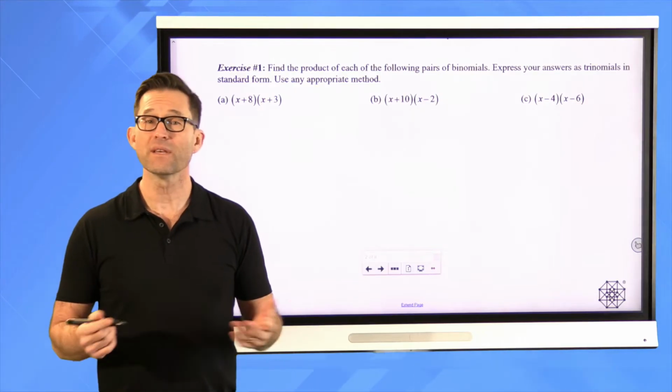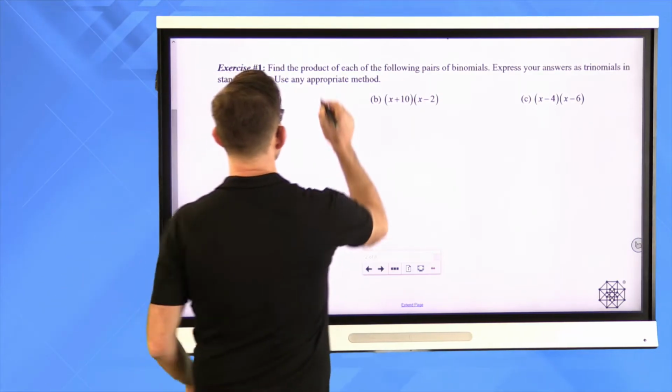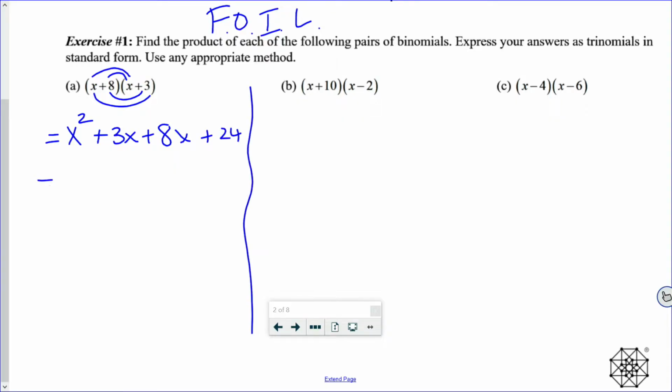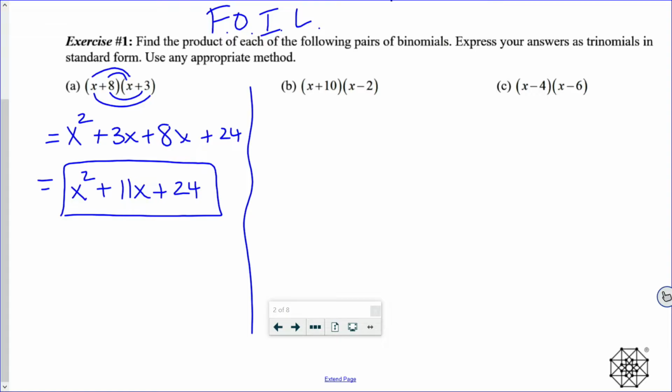All right, so as I mentioned, I'm going to use the FOIL method: first, outer, inner, last. So x plus 8, x plus 3. X times x is x squared. X times 3 is 3x. 8 times x is 8x. And 8 times 3 is 24. Combine those middle two terms: x squared plus 11x plus 24. All right, simple enough, right?